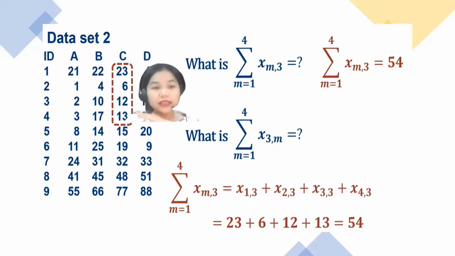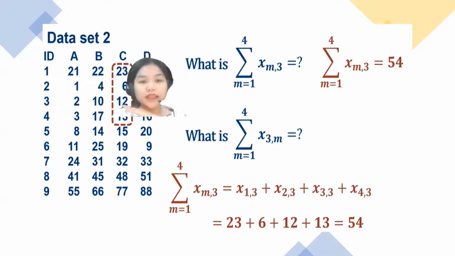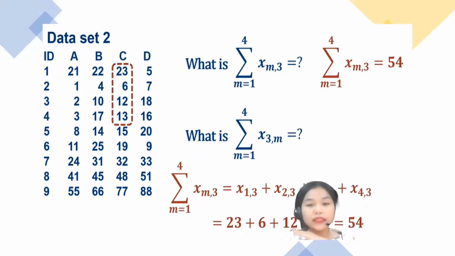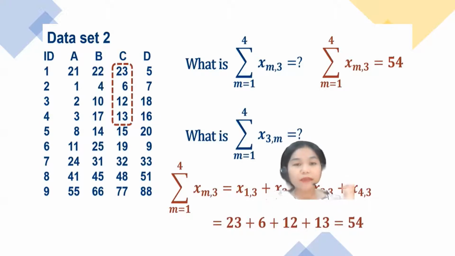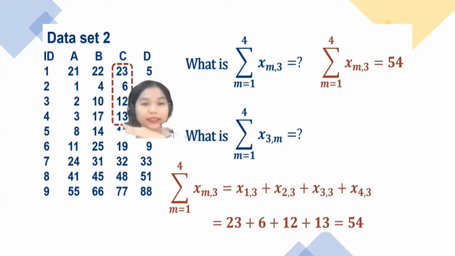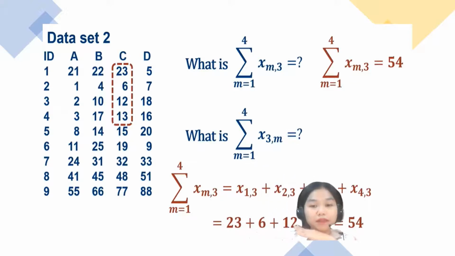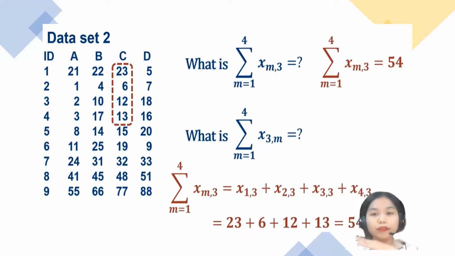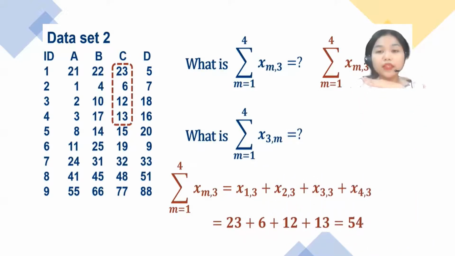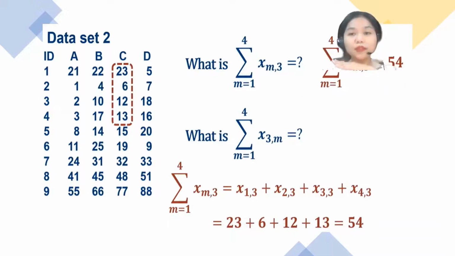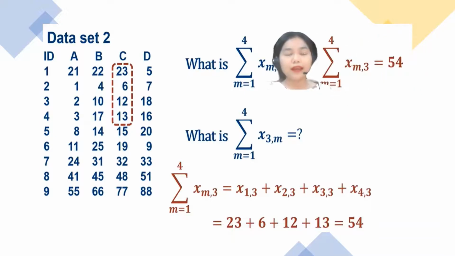X33 is third row, column 3, it's 12. Kaya 12 din dito. And then X43, fourth row, column 3, is 13. So 3 plus 6 plus 12 plus 13 is equal to 54. Now, the summation of XM3 as M goes from 1 to 4 is equal to 54. Actually po, paulit-ulit na po nating sinasabi yung positions, yung specifying the values.